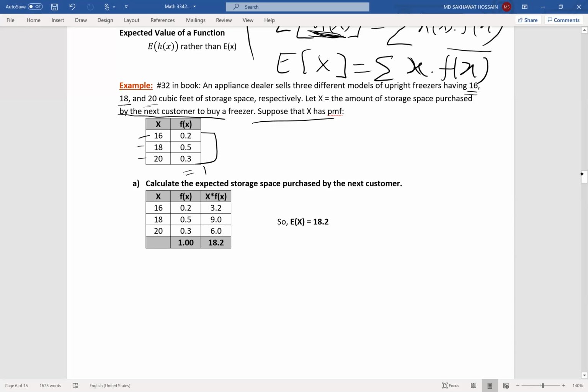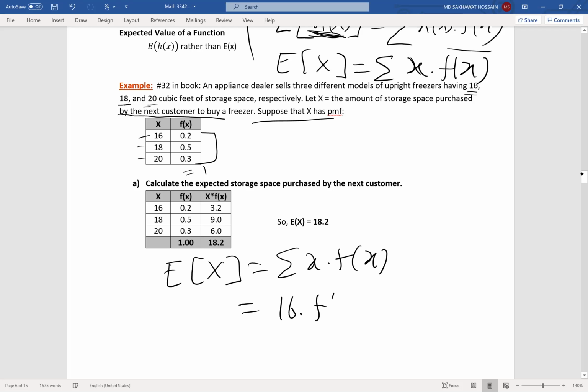Now we have to calculate the expected value, which means the expected storage space purchased. So we want to find the expected value of x, which is equal to the summation of x times f of x. We have only 3 possible values. The first one is 16, so it will be 16 times f of 16, plus 18 times f of 18, plus 20 times f of 20.